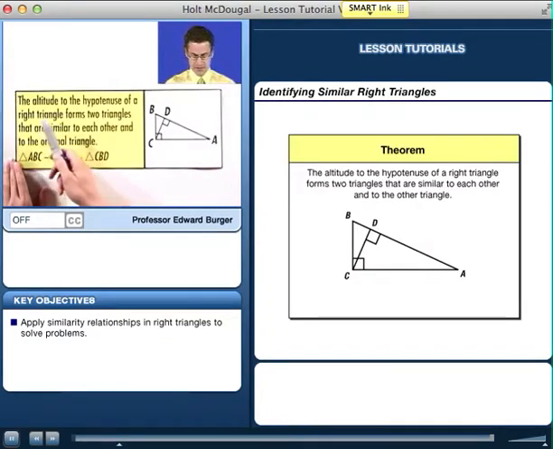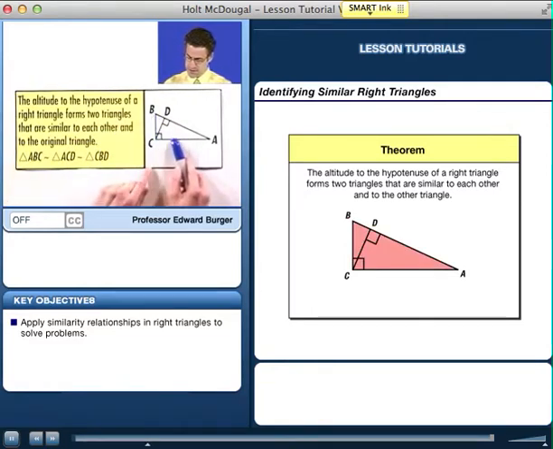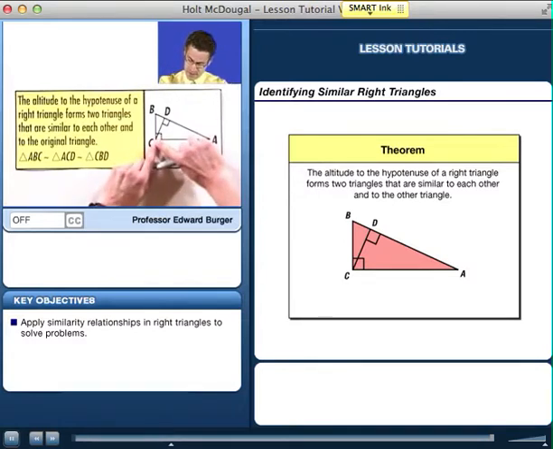So the altitude to the hypotenuse of a right triangle forms two triangles that are similar to each other and similar to the original triangle. Now, what exactly am I saying? Well, let's take a look at this big triangle here, ABC. That's a right triangle. And if I consider the altitude to the hypotenuse, that just means I take this point C and draw a perpendicular line to the hypotenuse side, so this is a right angle.